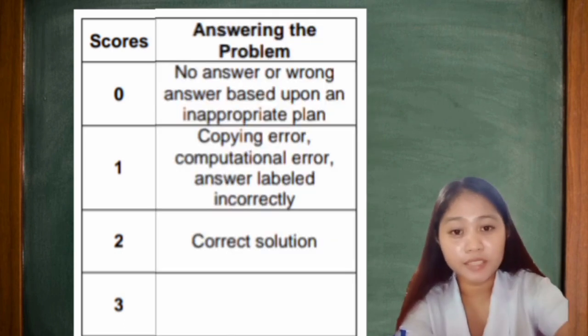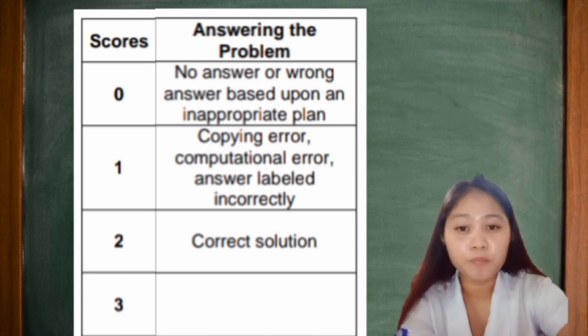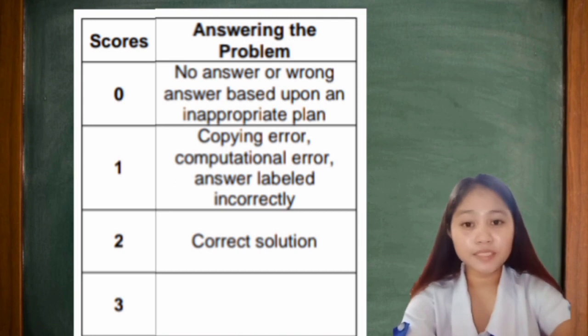And the last criterion is answering the problem. So, we will give the student a score of 2 and 3 if the student gets the precise and accurate answer that is expected for the given problem. So, this means that the student's ability to achieve the correct solution signifies competence and proficiency in problem solving.